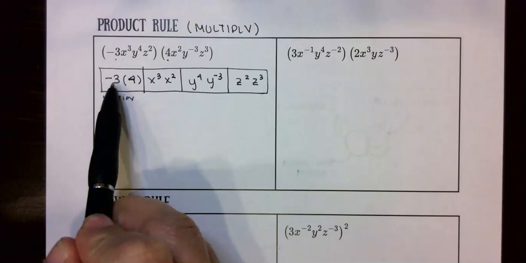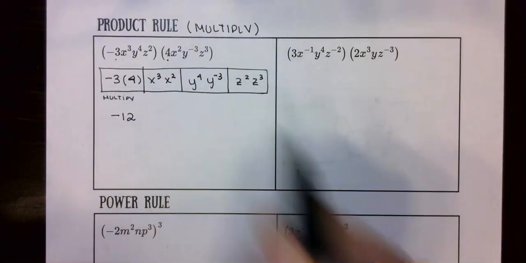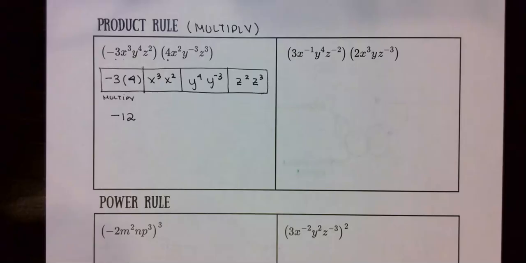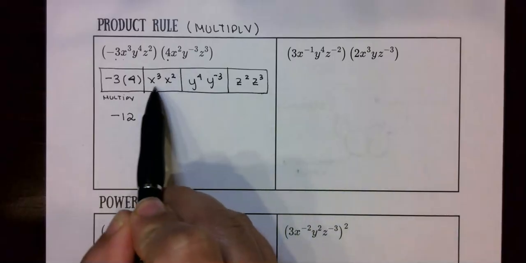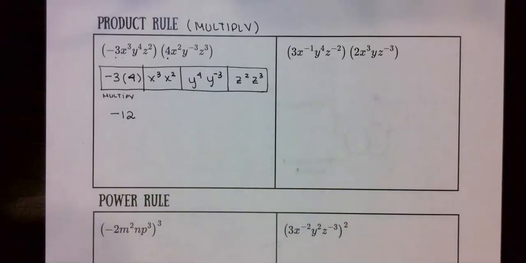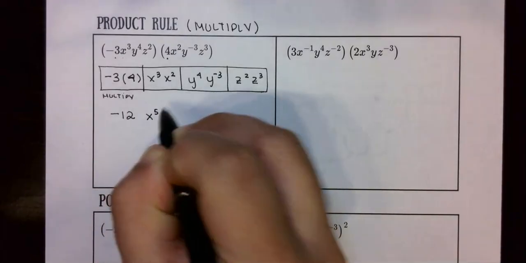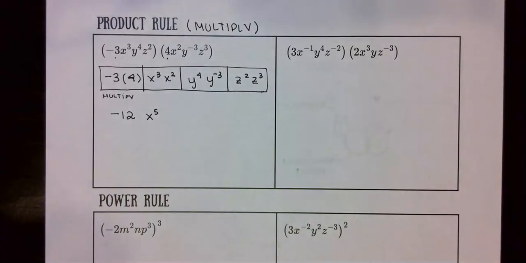So we're going to multiply -3 times 4, which gives us -12. So we're done with the first box. It's been simplified. Let's do the same thing with our x's. As long as they have the same base, then you can take their exponents and combine them. 3 plus 2 gives us 5. So we have x to the 5th power. So both of those x's combine to become x to the 5th.